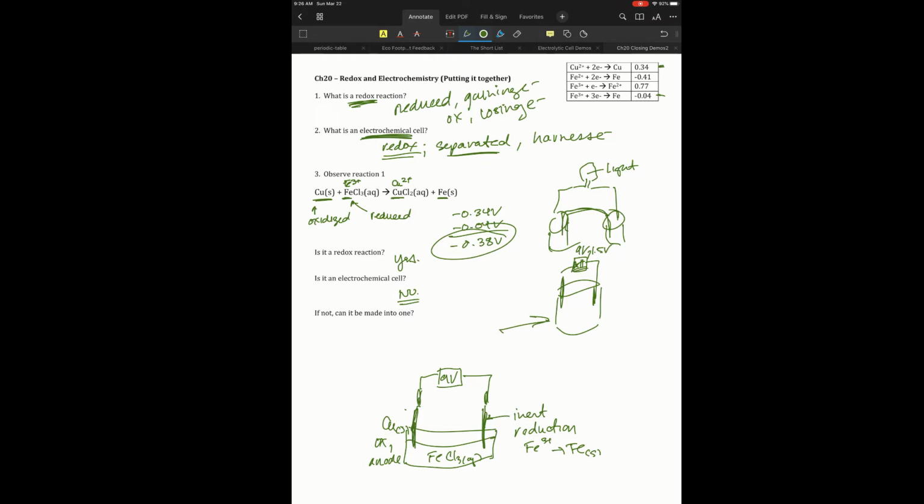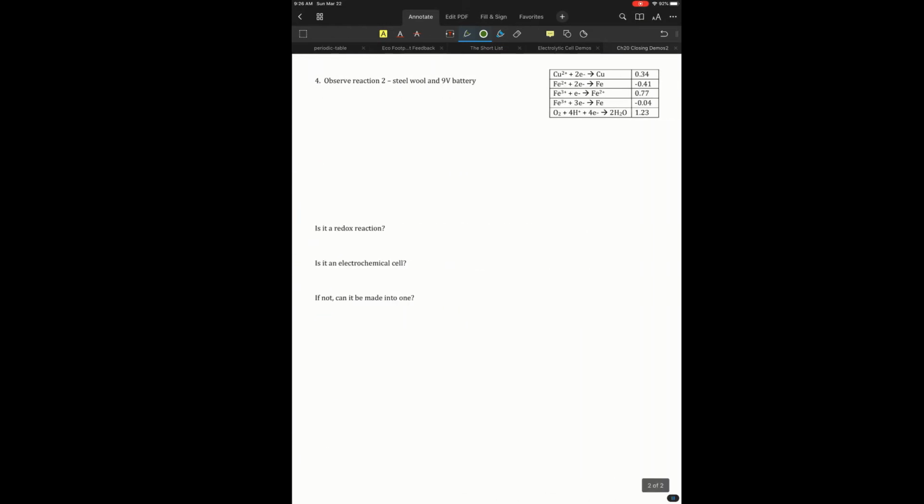Yes, does that make sense? Now we will have taken advantage of it so that we can get iron plating over here, and we will get the oxidation of copper on the other side. Yes? Now we've turned it into an electrochemical cell.